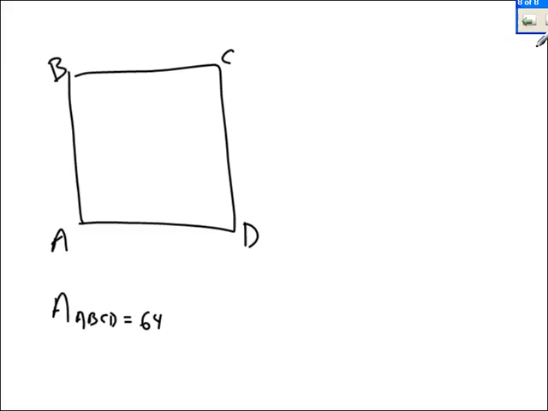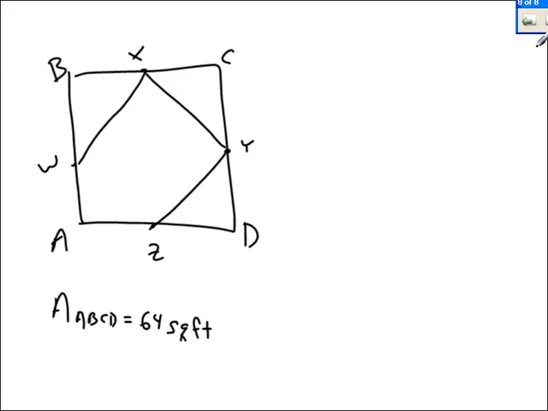64 square feet. Square feet can be written as feet squared. So we're going to write it down as square feet. And then you take the midpoints of each of these, call them W, X, Y, and Z, and you connect them like this. Well, I want the area outside of that diamond. I want to know what this area is.